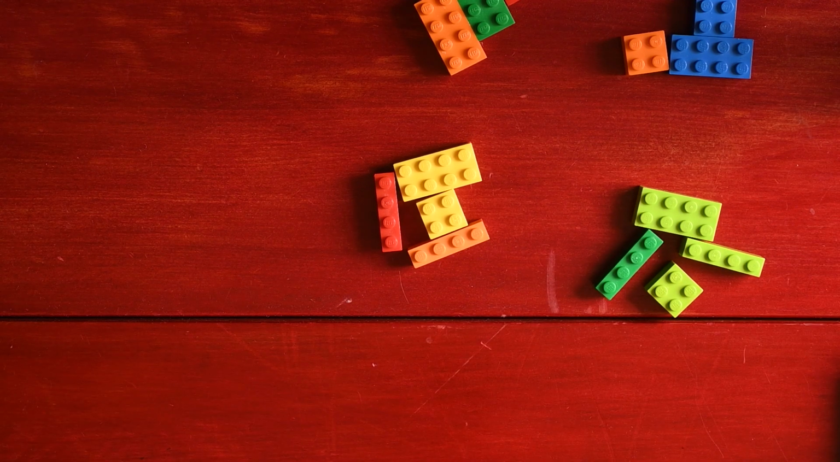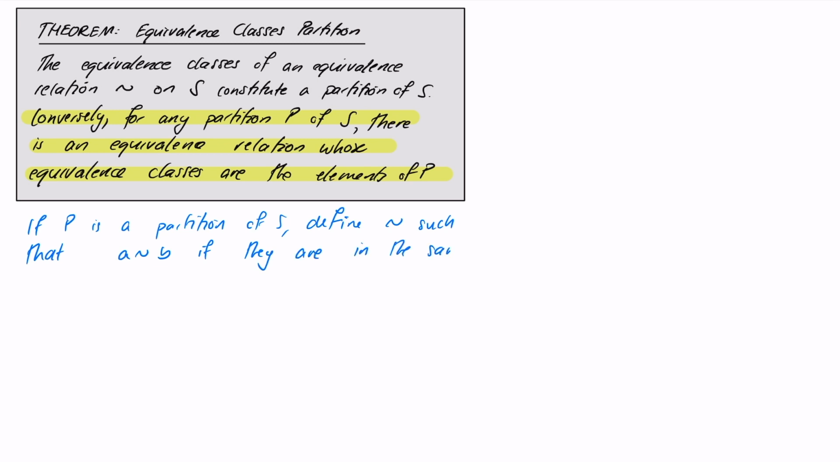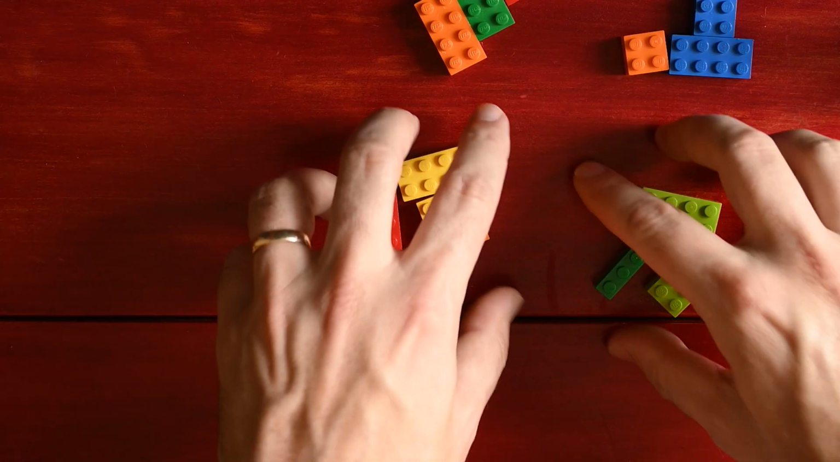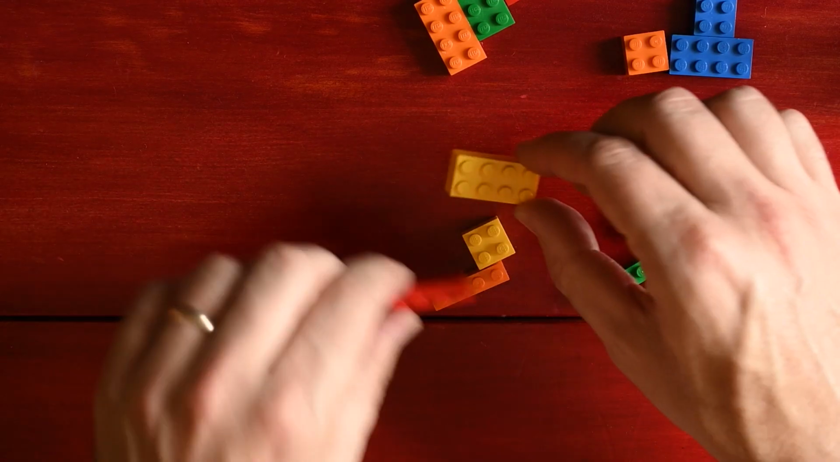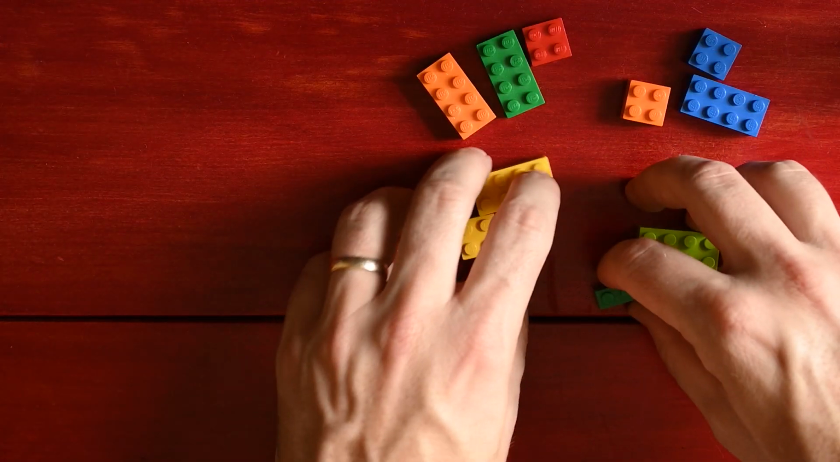So let's write that down. If P is a partition of S, we're going to define our equivalence relation, because we have to come up with one to prove this, such that A is equivalent to B if they are in the same subset of P. Okay, so with this partitioning, my equivalence relation is going to say that these 2 bricks are equivalent because they're in the same subset. Also that these two bricks are equivalent because they're in the same subset, etc. Let's move them down a wee bit.